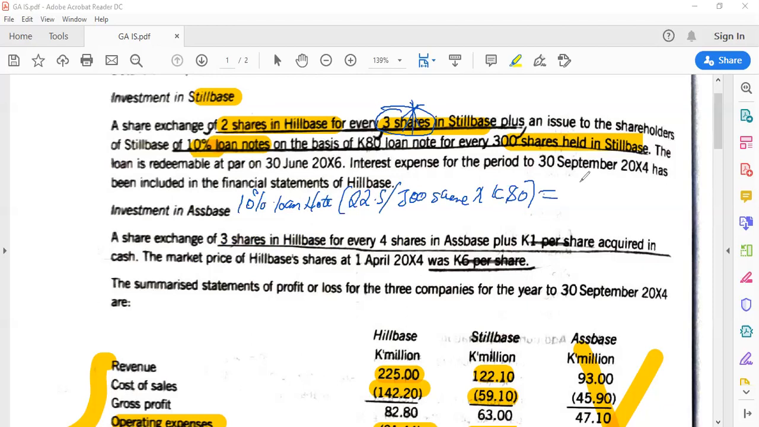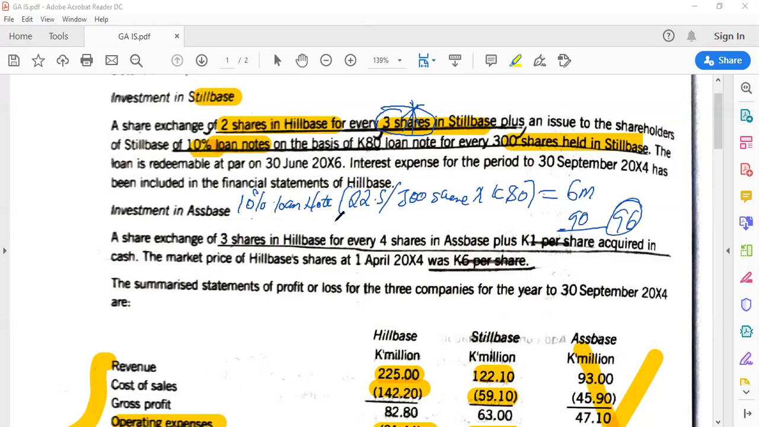So we are going to have 6. Now, this 6 million kwacha is going to be added to the 90 million, the one that we found at first, which means the total amount of money he paid to acquire this guy, he paid 96. That was the consideration. Now remember, this 10% is not a decoration. It means that they paid interest to the shareholders of the subsidiary of 10% of this amount, which is how much?